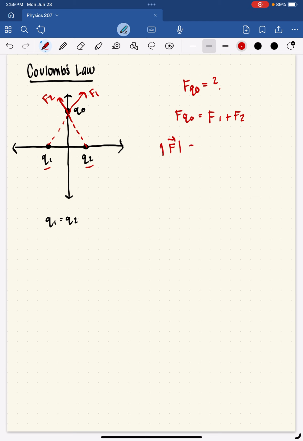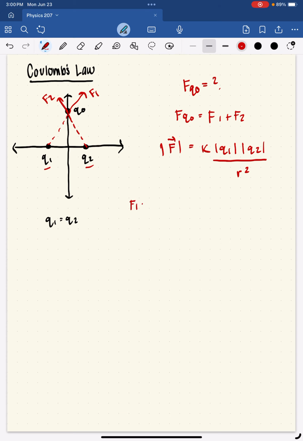So let's go ahead and write that out. Coulomb's law states that the force acted on by two charged particles is equal to their magnitudes times constant K divided by the distance between them squared. So since F1 and F2 are both diagonal vectors, we're going to need to do their x and y components.